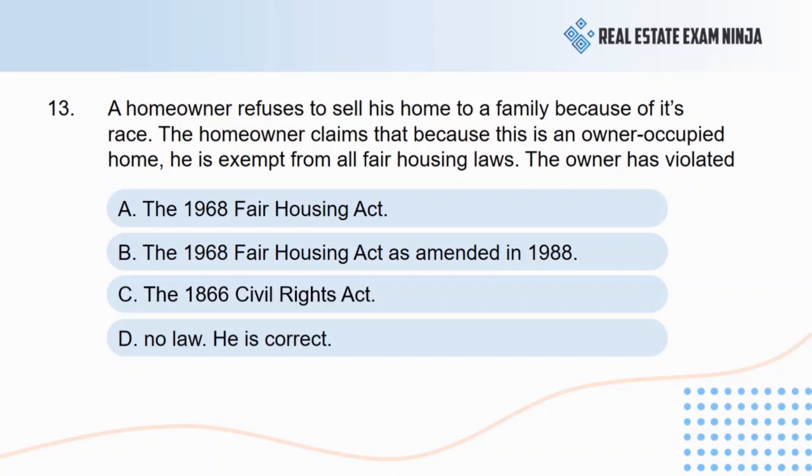Number 13. A homeowner refuses to sell his home to a family because of its race. The homeowner claims that because this is an owner-occupied home, he is exempt from all fair housing laws. The owner has violated A. The 1968 Fair Housing Act. B. The 1968 Fair Housing Act as amended in 1988. C. The 1866 Civil Rights Act. D. No law. He is correct.